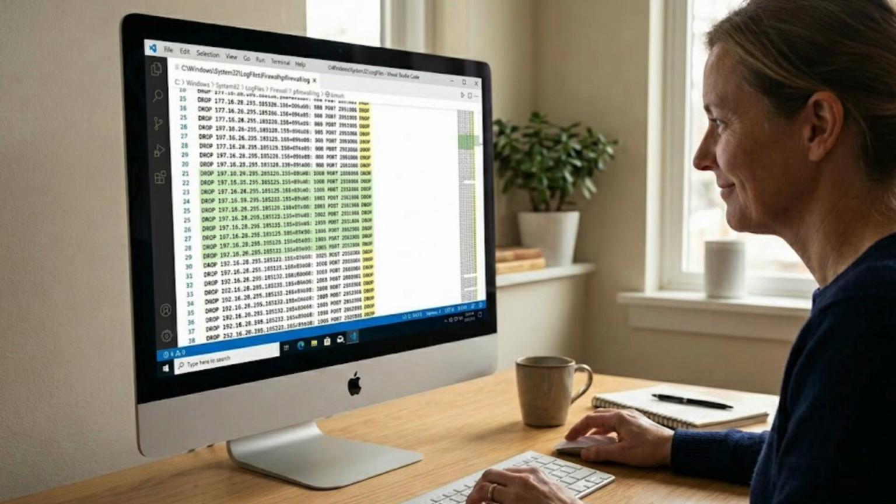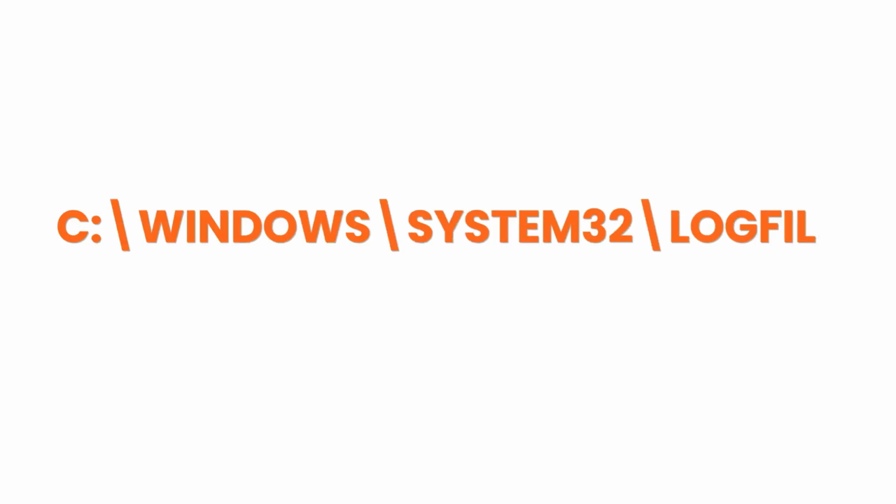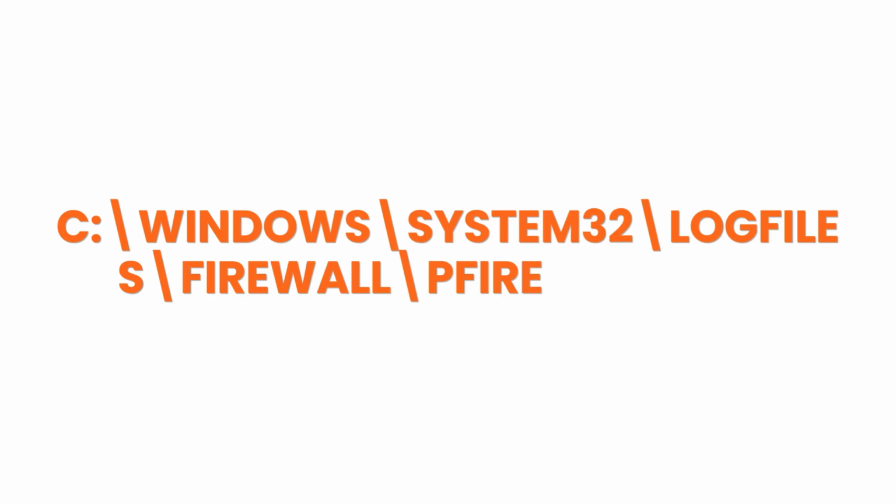Second, use the Windows Firewall log we just enabled. After a day or 2 of normal use, open the log file. It's usually at c:/windows/system32/logfiles/firewall/pfirewall.log. Open it in Notepad or VS Code.